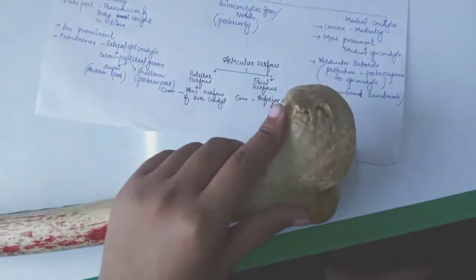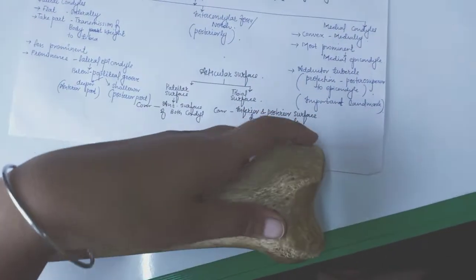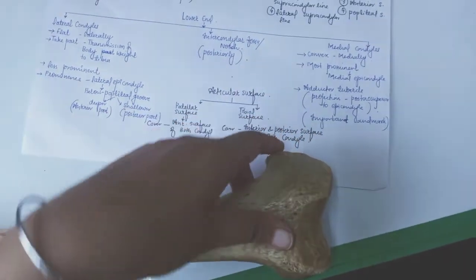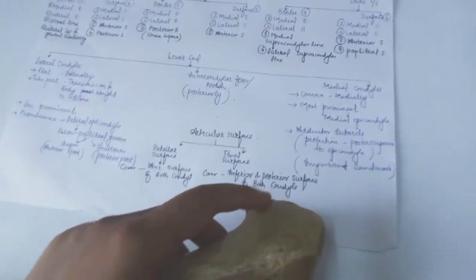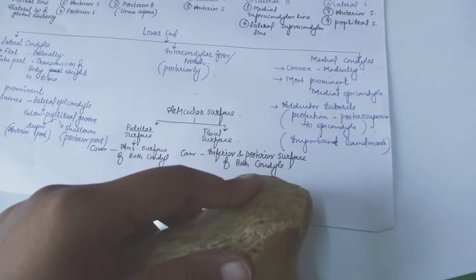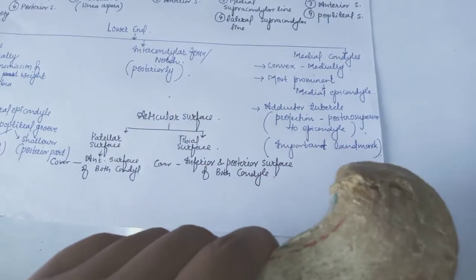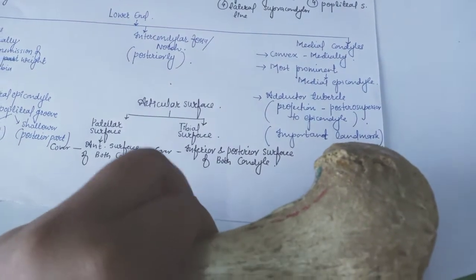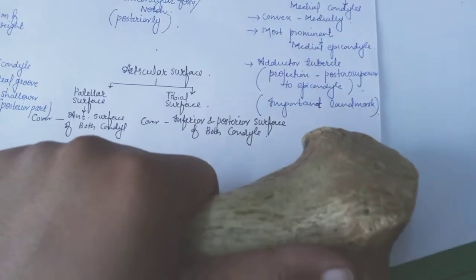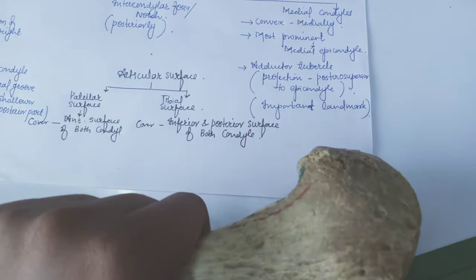The medial condyle, this one, is convex. It is more prominent, which is known as the medial epicondyle. It has a tubercle, which is a more important landmark.